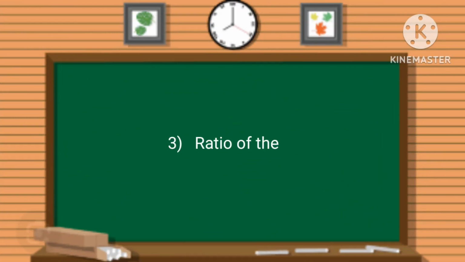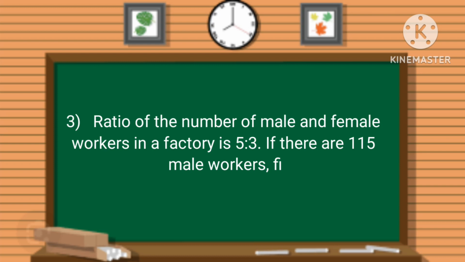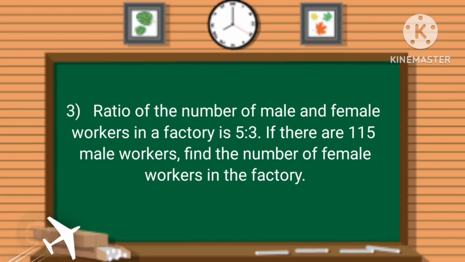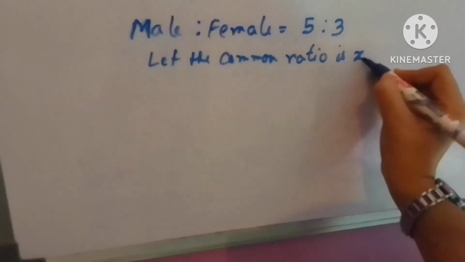Let's solve our third numerical problem. The ratio of the number of male and female workers in a factory is 5:3. If there are 115 male workers, find the number of female workers in the factory. Let's solve this third numerical problem with the help of algebra.